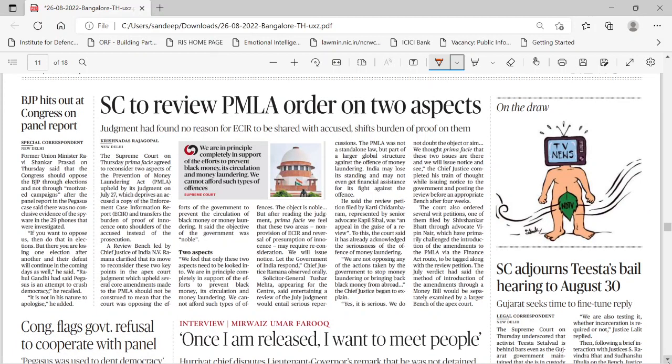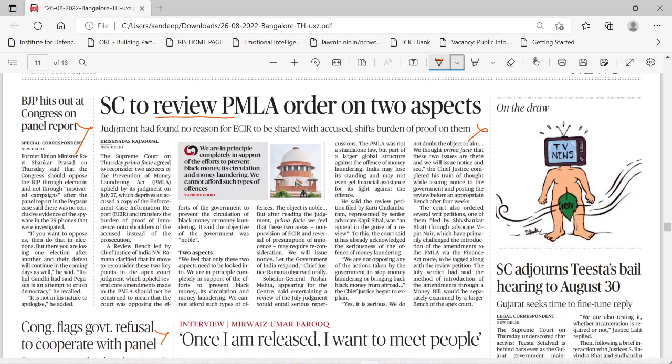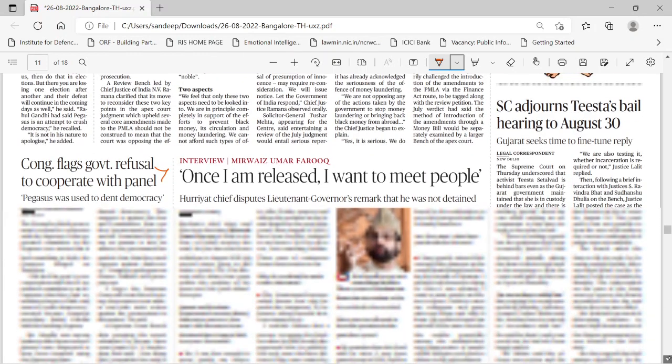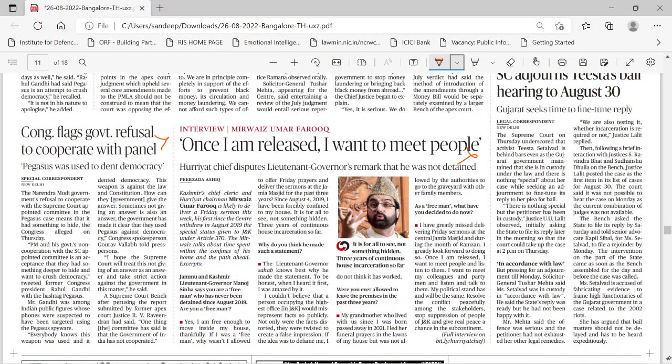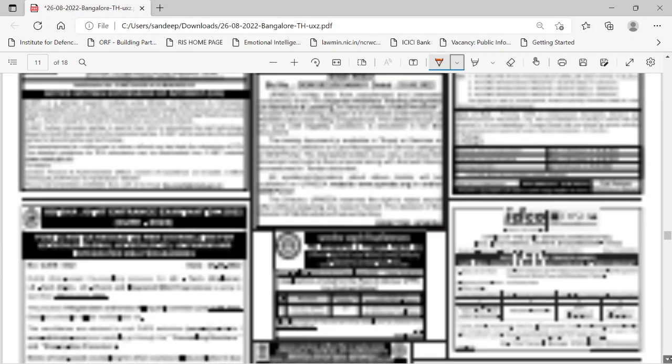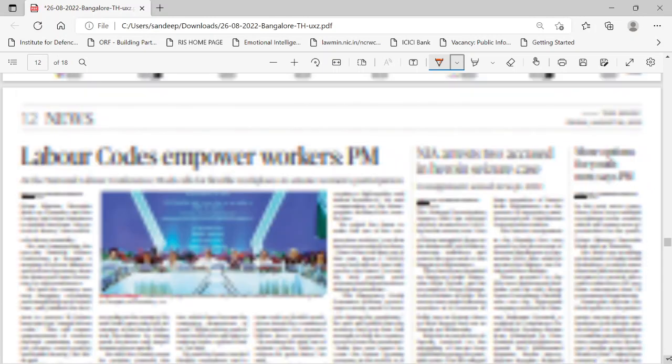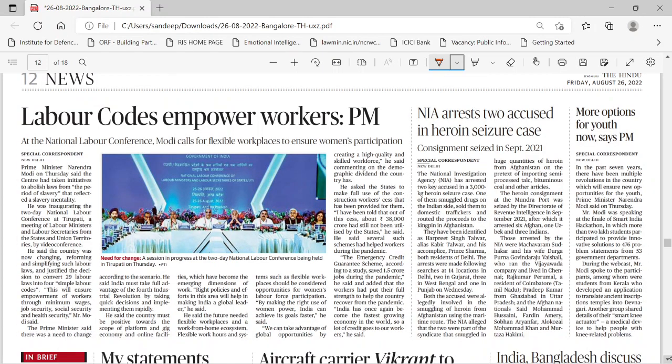Supreme Court to review PMLA order on two aspects. See, guys, I'm telling you, it is trying to review, means not yet done, so not required. BJP not required, Congress not required, political party news not required, Supreme Court adjourns not required. So quickly you can read it off. The point is, in the editorial, you should know which one to read and which one not to read, guys.